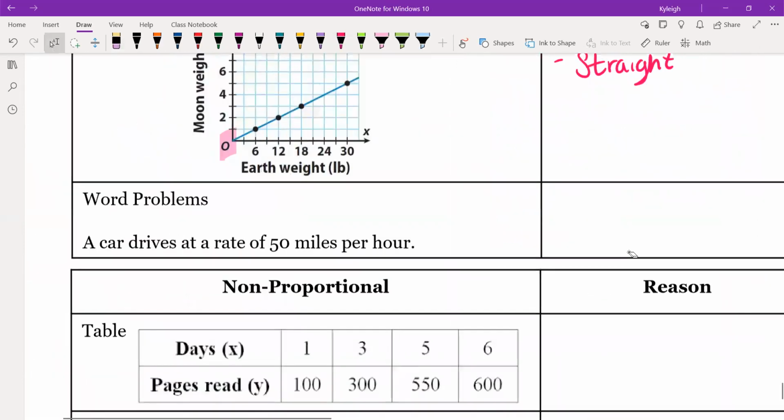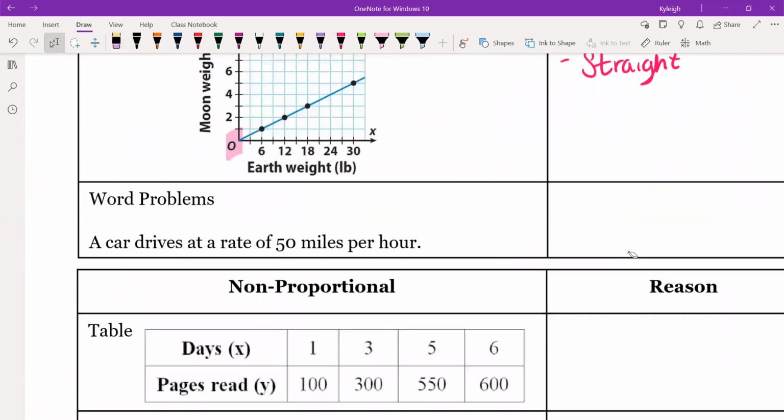And then there's word problems. So remember, a unit rate has to have a denominator of 1. So since it says per hour, let's assume that it's per 1 hour. So then it's written as a unit rate. Okay.